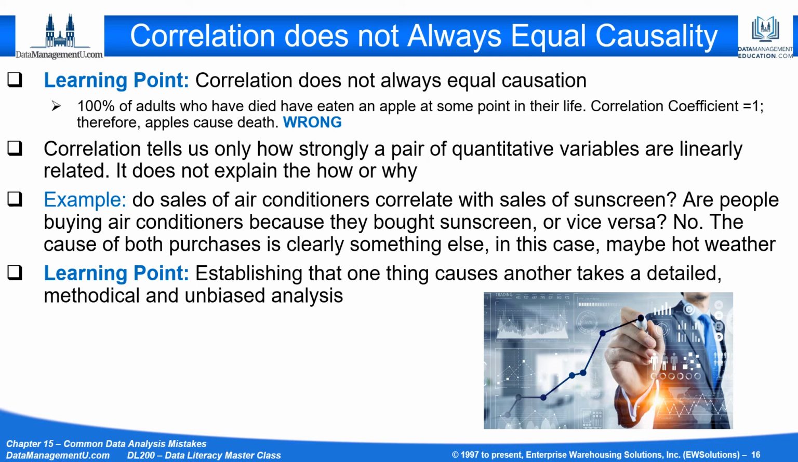Let's suppose we have a statistic that shows out of adults who have died over the past year, 100% of them have eaten an apple at some point in their life. We have a perfect correlation coefficient. It equals 1, the highest we can have. Therefore, apples cause death. Wrong, they don't. They're actually pretty good for you. Anyway, a great example of correlation does not always equal causation.